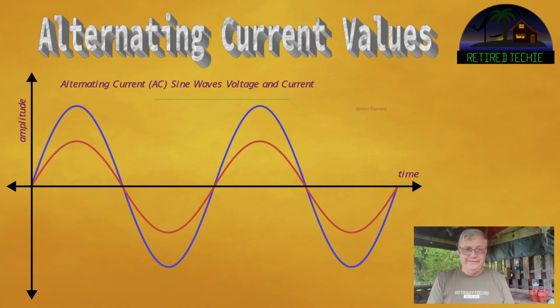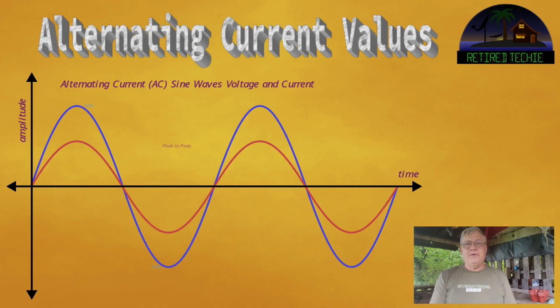However, AC is not constant. AC is a sine wave, and the voltage and current fluctuate in it, so we have to come up with some terms to refer to what we're specifically talking about when we say what the voltage or the current is. You heard 120 volts or 240 volts AC. What is that exactly? Well, we're going to cover that.